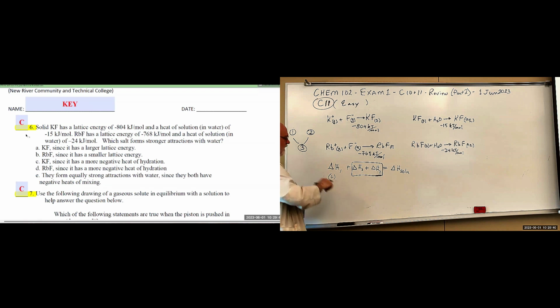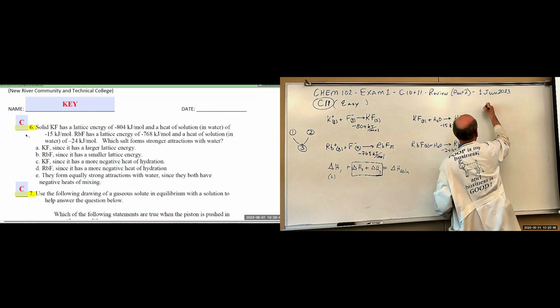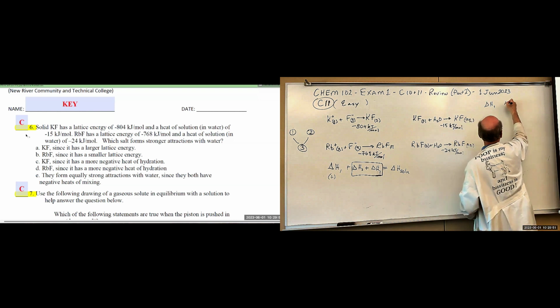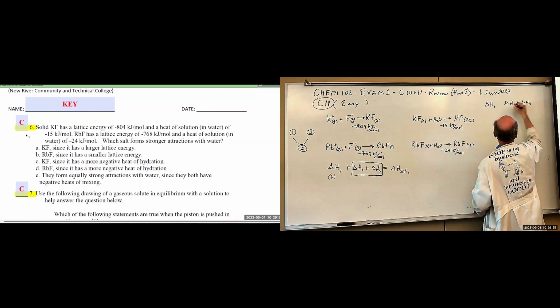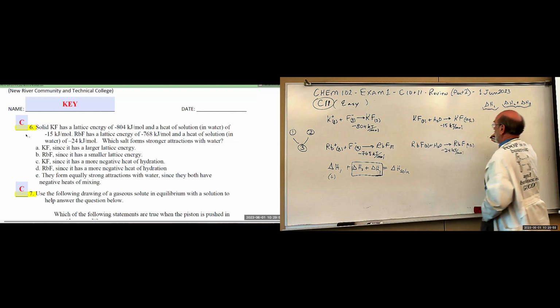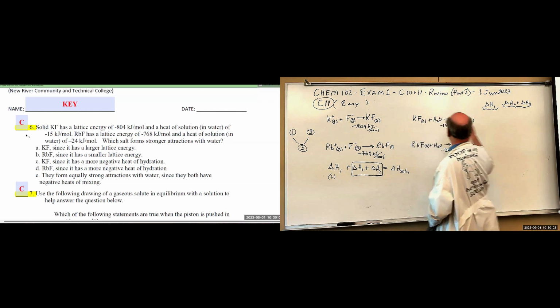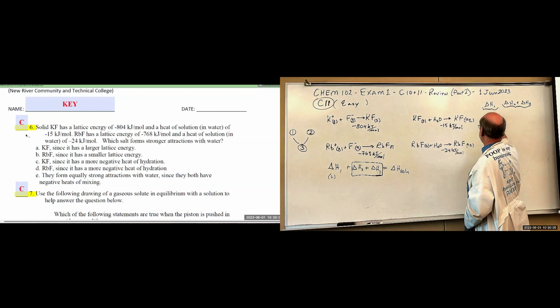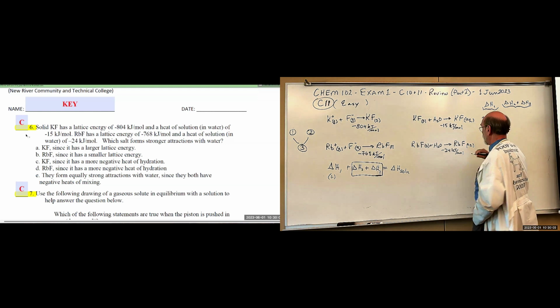All right, so what values do we have here? Let's put the formula over here: delta H1, delta H2 plus delta H3. This is going to be a value, and this is going to be a value. This value is the energy required to break them apart, 804, and this is going to be a plus 804 kilojoules per mole.